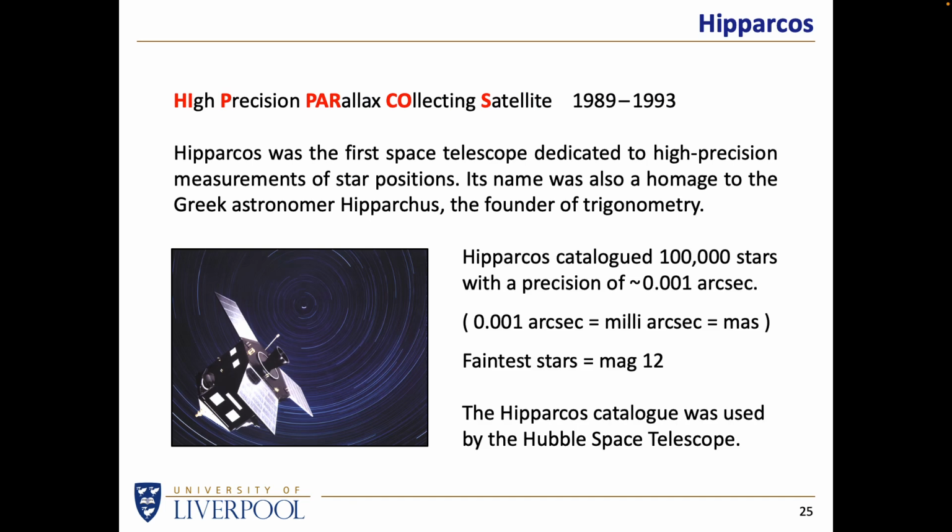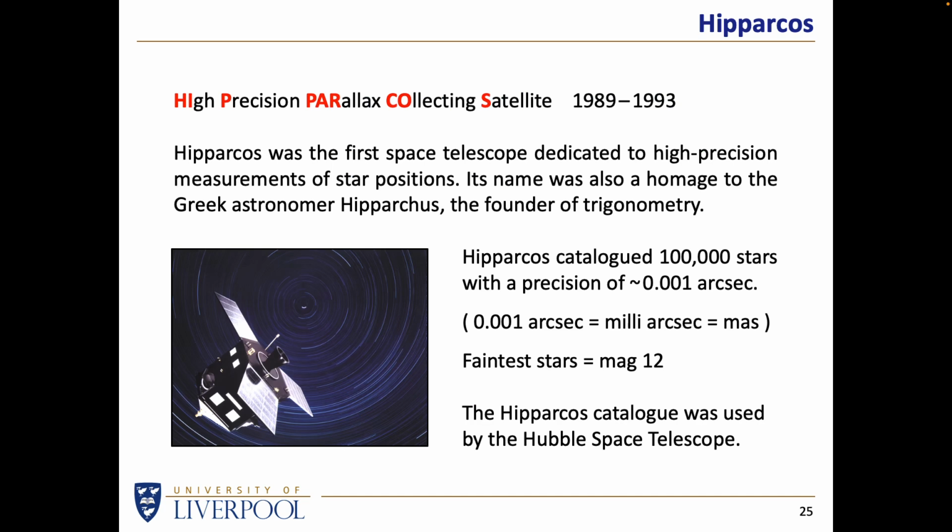The job of Hipparcos was to catalogue nominally something like 100,000 stars with a precision of a milli-arc second, so 0.001 arc second. And the faintest stars it went down to was about Mag 12, not that impressive. In other words, back down to sort of binocular level. If you can't see it in binoculars, it's probably too faint to be seen with Hipparcos as well.